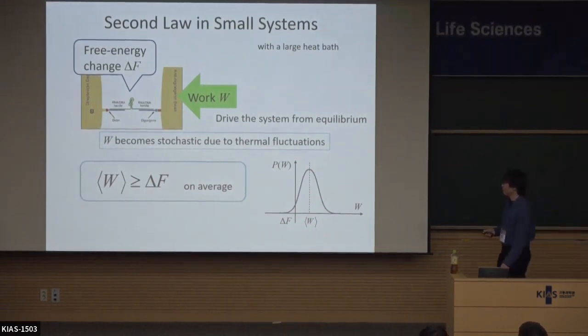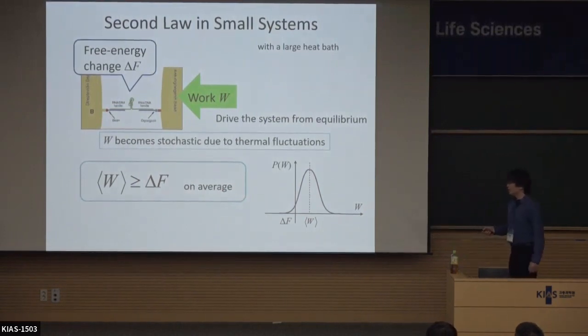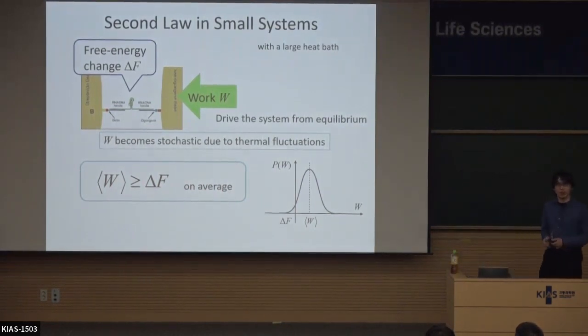And then we can confirm that the work satisfies the second law of thermodynamics only at the average level. The left-hand side here is the ensemble average of the work, and the right-hand side is the free energy difference. So we can see that the average work is always greater than the free energy difference. This means that the perpetual motion of the second kind is impossible, even at the microscopic level.